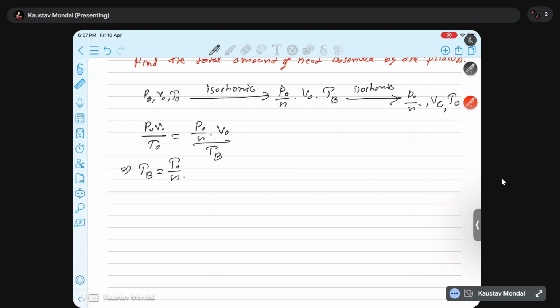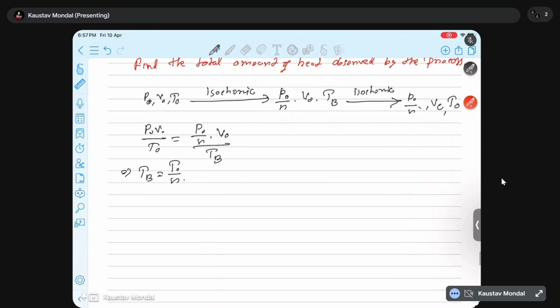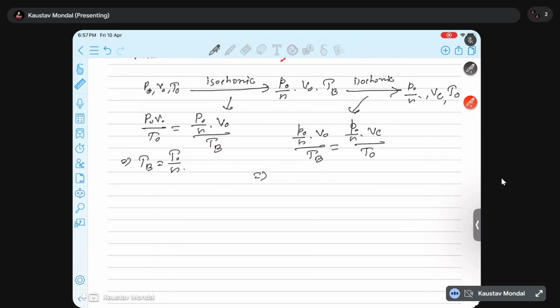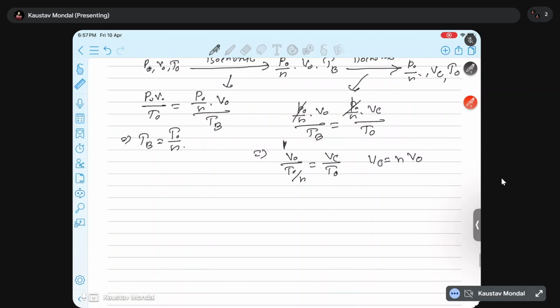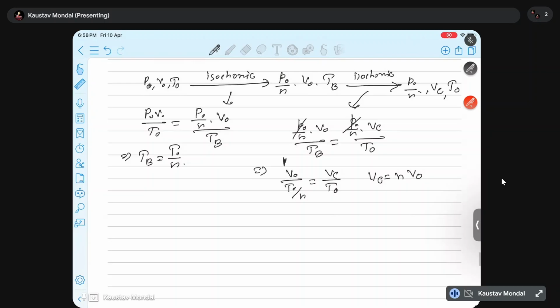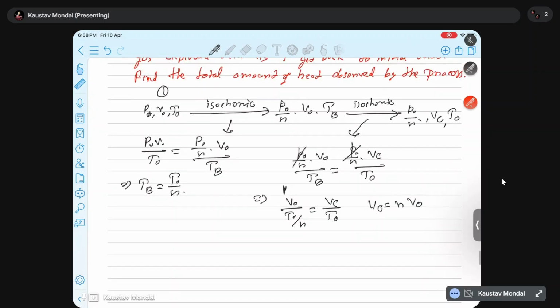Okay. So similarly from here to here, P naught by N into V naught by TB is equal to P naught by N into Vc by T naught. So TB, we know, is T naught by N, so P naught by N will cancel, so V naught by T naught by N equals Vc by T naught. So Vc will become N into V naught.